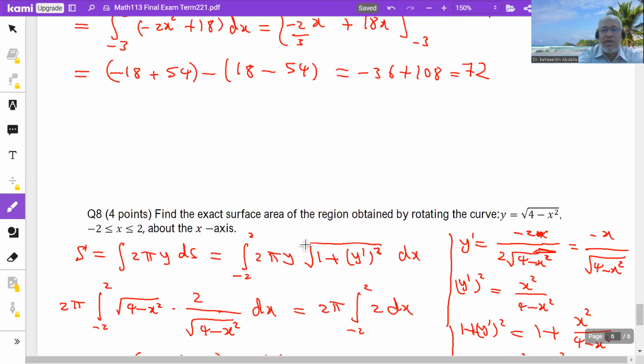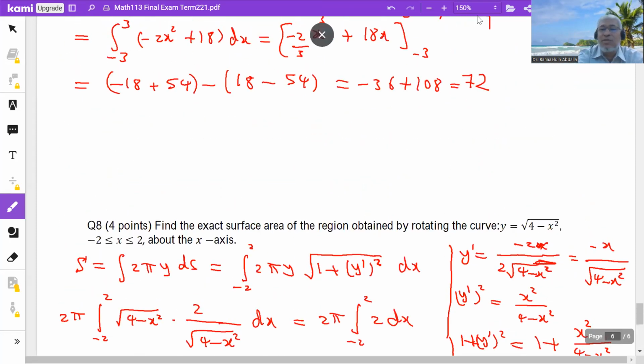That's the surface area. And this was the last question.